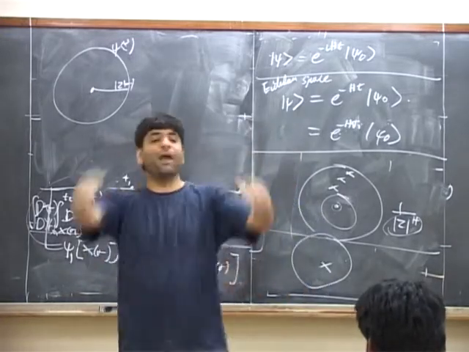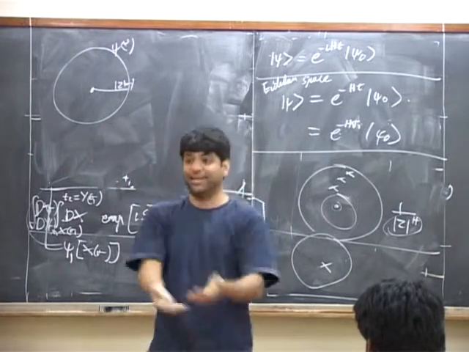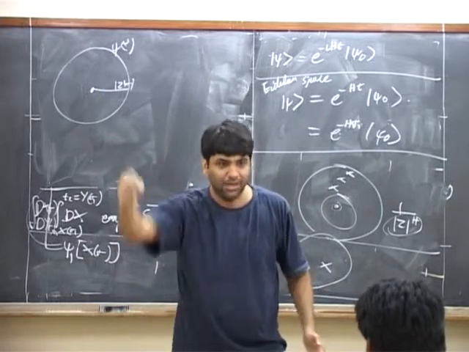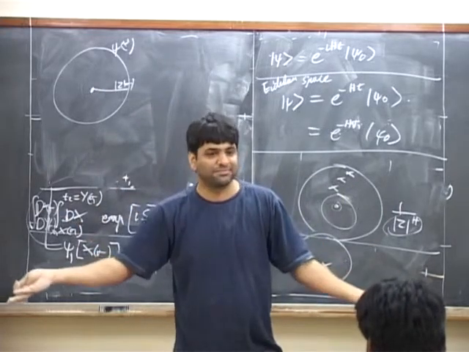That path integral will give you a wave function. How does it give you a wave function? The answer to the path integral depends on what your values of your fields are on the circle. That's the wave function.